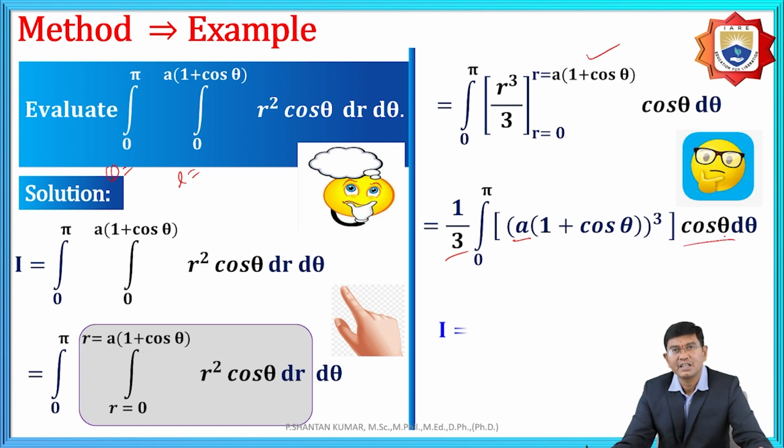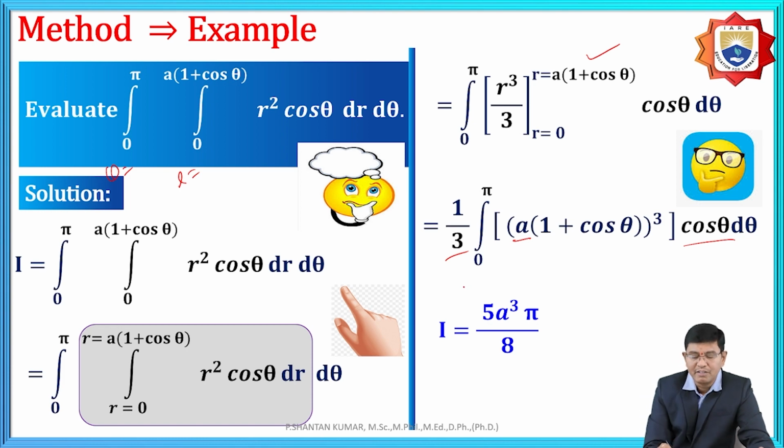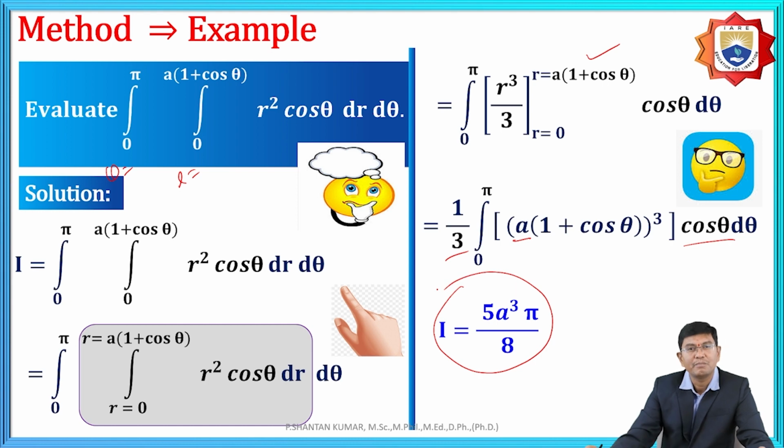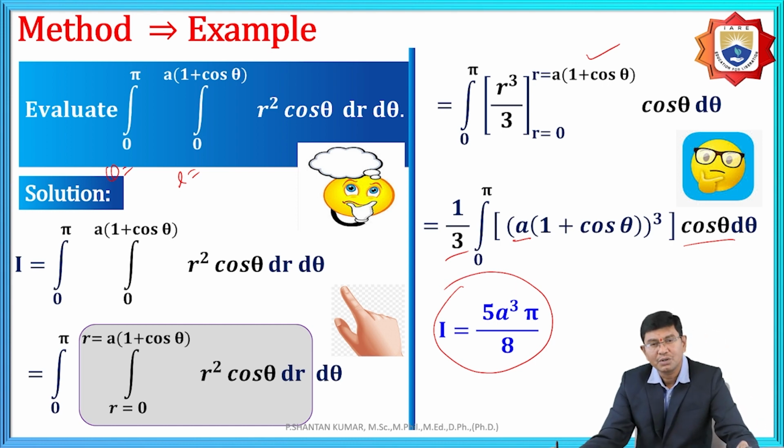Here also by using the formula, according to the substitution method or by the expansion method, finally we obtain the solution, which is 5a cube into pi by 8.